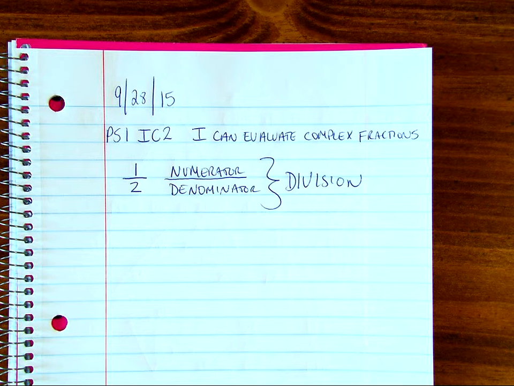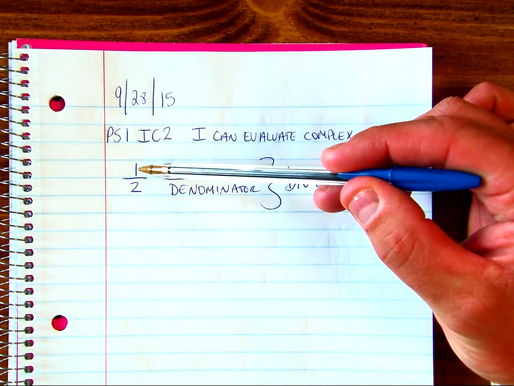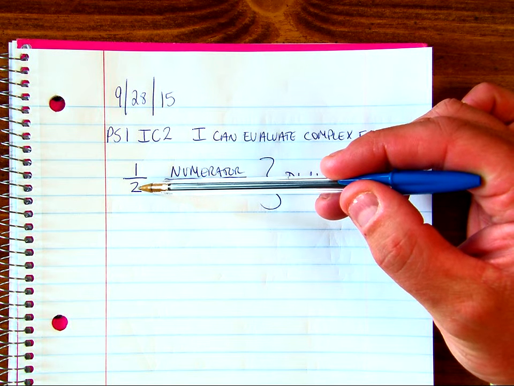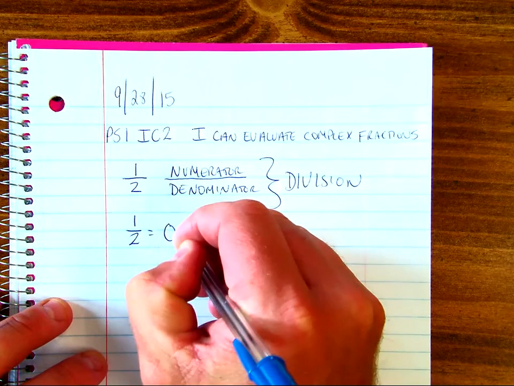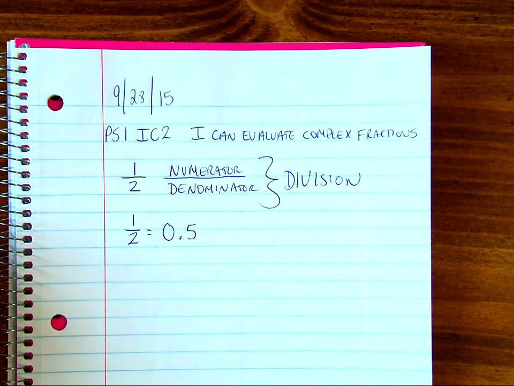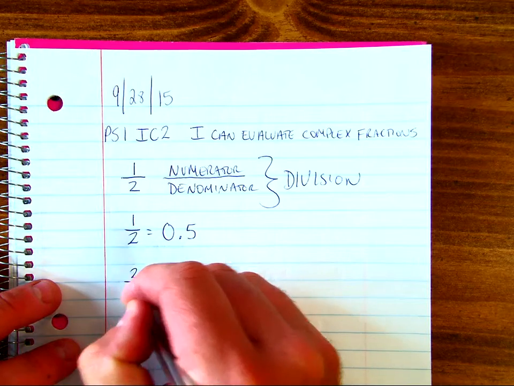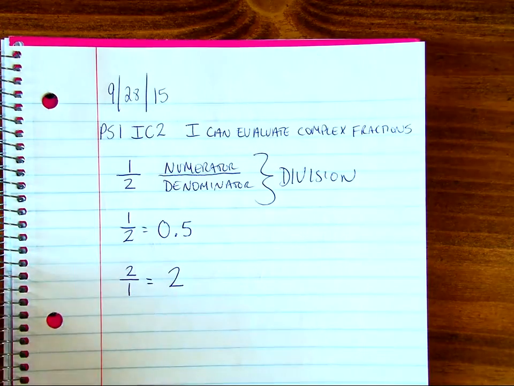And the reason why it's not 2 is because anytime the number on top is smaller than the number on the bottom, your answer is going to be a decimal. So 1 divided by 2 actually equals 5/10. When the number on top is bigger, 2 divided by 1, 2 is bigger than 1, that's when your answer will be a whole number.